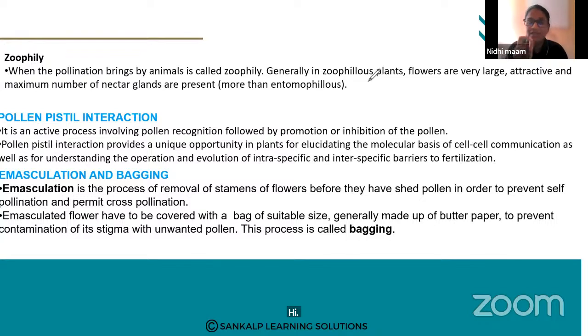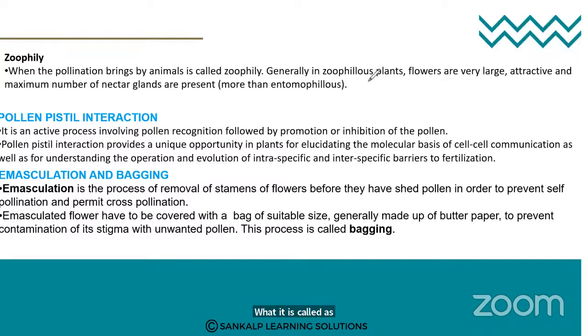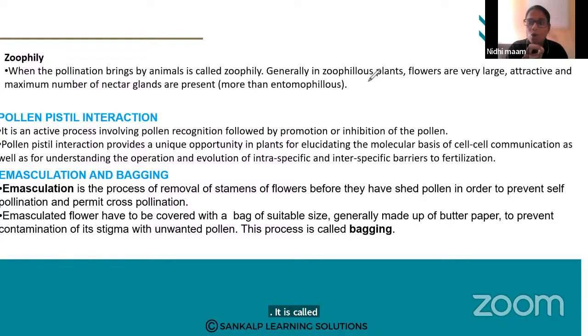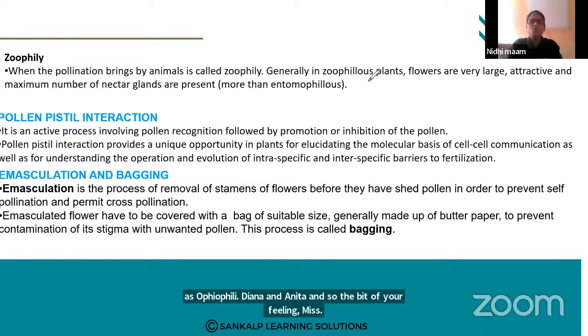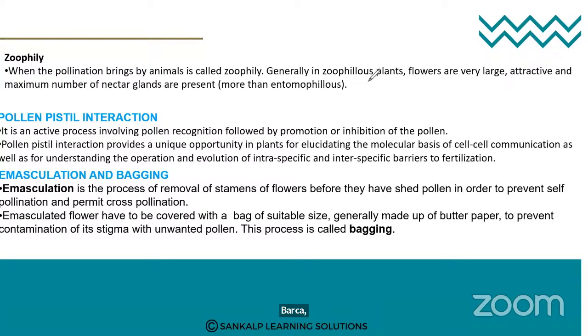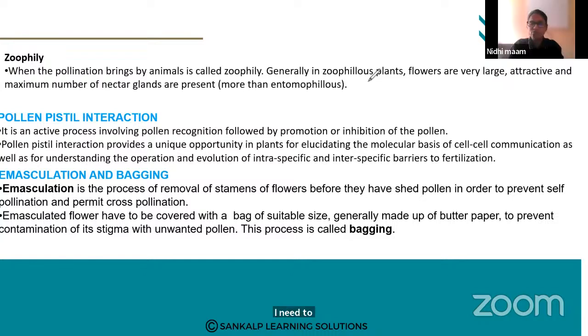Abhilash answered it. If the pollination occurs by snakes, what is it called? It is called Ophiophily. Gayana and Anita answered it. Misbah Kausar, Yamuna Gowda answered it. Then, if the pollination occurs by birds, what is it called? Ornithophily. Very good. Sujay also answered it. Uday Kumar, Misbah Kausar, Abhilash answered it.